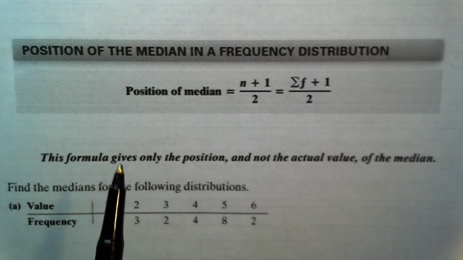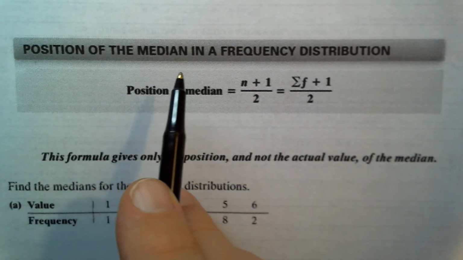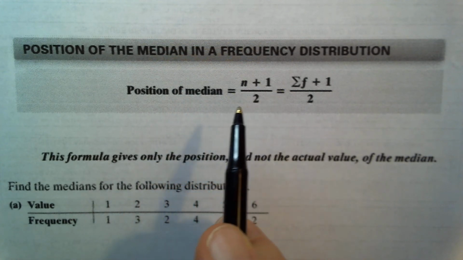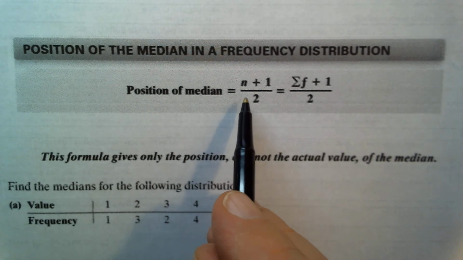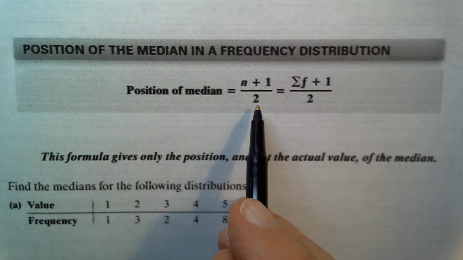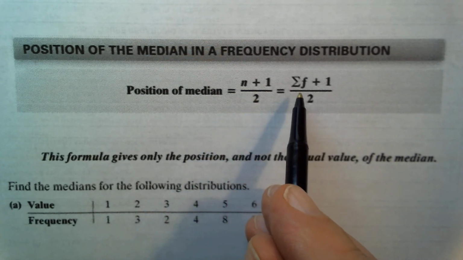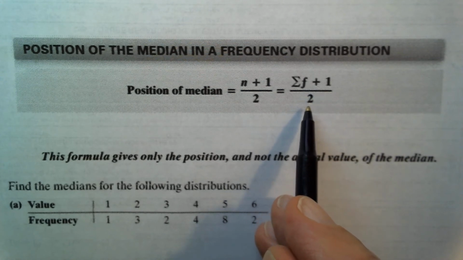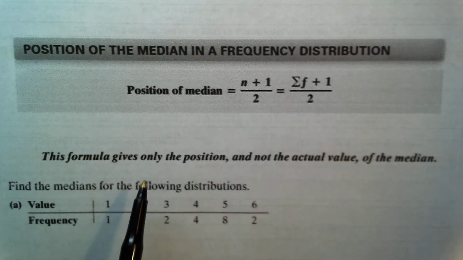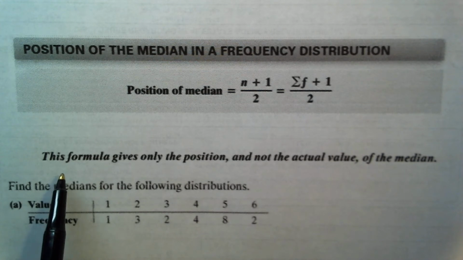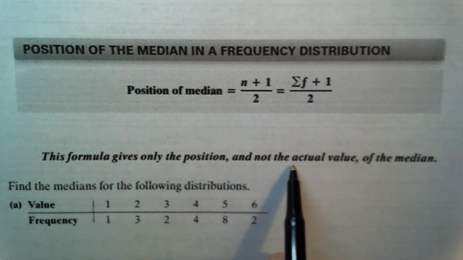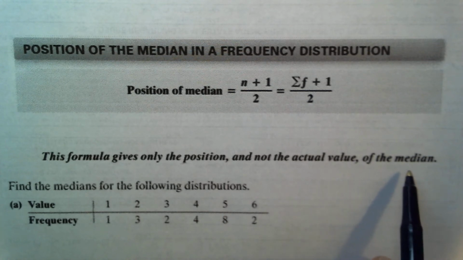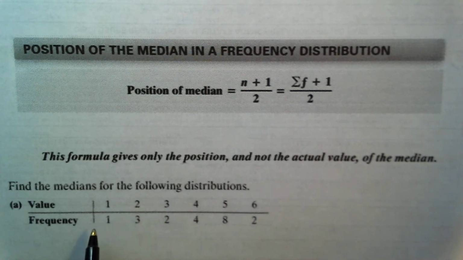Next, we'll be exploring the position of the median in a frequency distribution. The position of a median would be n plus 1 divided by 2, which means we add up all the frequencies, add 1 to it, and divide it by 2. Very simple, but notice this: this formula gives only the position and not the actual value of the median. So in the following example, we're going to investigate this.